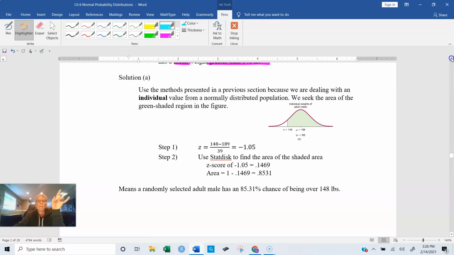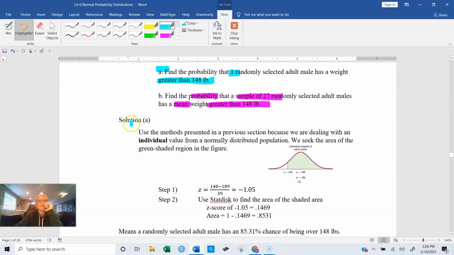I'm back. All right, so we're going to start with A. Okay, this is a single individual. We're dealing with just one guy. We want to know if I pick one of them, what's the probability he'll be over 148 pounds. So I know my mean's 189, right? His value is 148, and I want to know what's the probability that it's greater than. So it's all to the right.